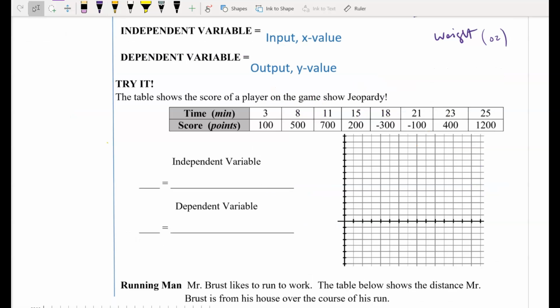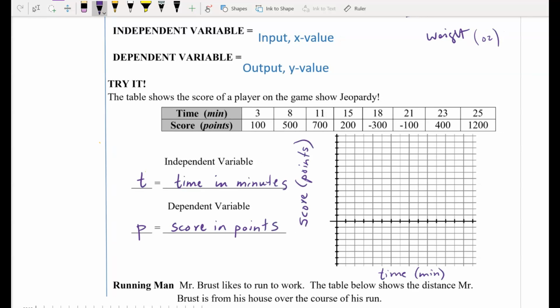Look at our next example that gives a table that shows the score of a player on the game show Jeopardy! Take just a minute, pause the video, and decide what's the independent variable and what's the dependent variable. So here's a hint. If you have time in your problem, it's almost always going to be the independent variable, because we know that time goes forward regardless of anything else that's happening. So in this case, time is our independent variable and the score is our dependent variable.